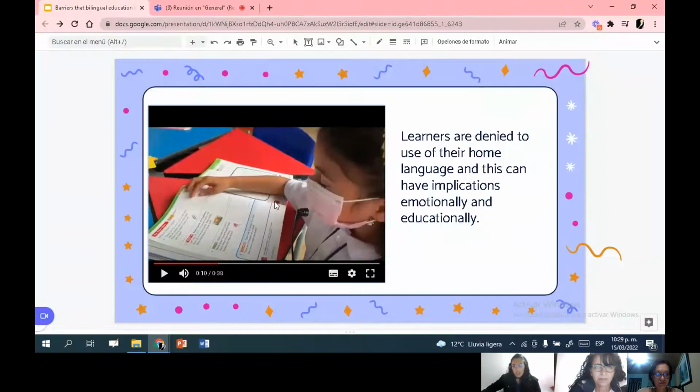This is math subject. She's reading a word problem, and the barrier is that learners are denied the use of their home language, and this can have implications emotionally and educationally. When she finishes reading this, she doesn't find the text easy to understand. What makes her feel frustrated? She thinks that she's not good at English, or maybe at math. So she deals with content as well as with the language. So I think that translanguaging would be super nice because both languages would be allowed to be used.